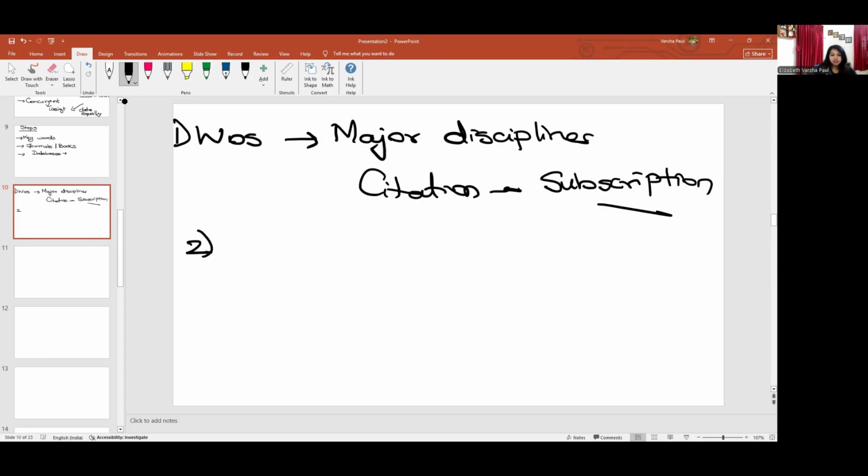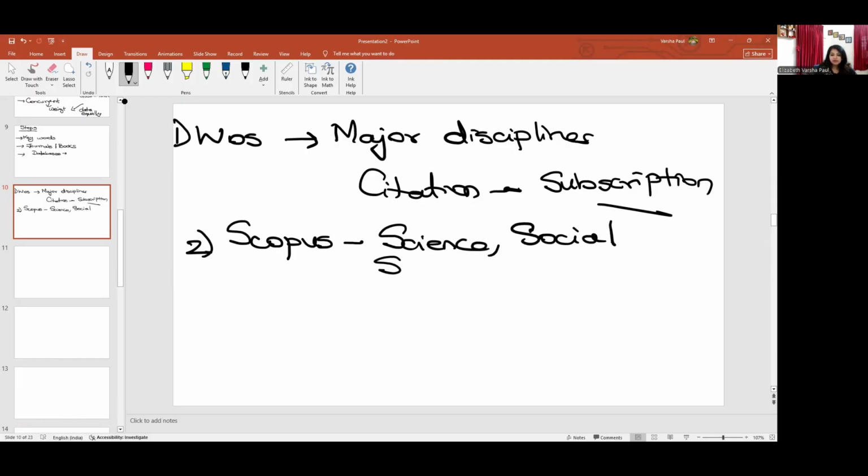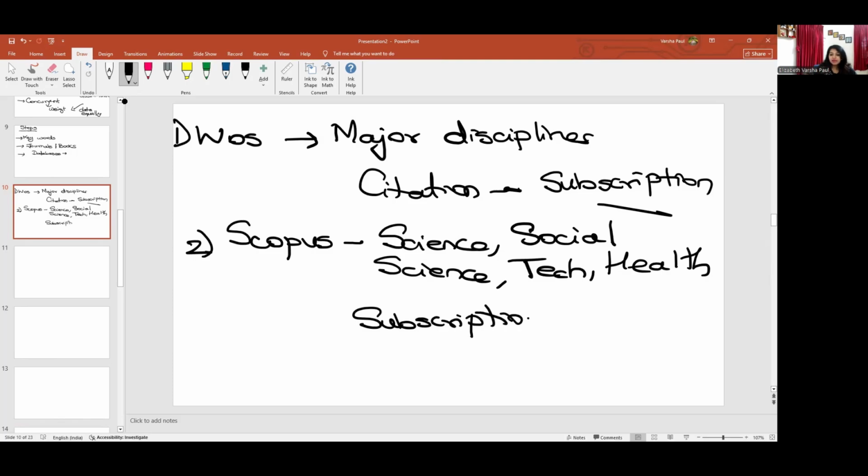The second one is Scopus. Scopus is very famous for science, social sciences, tech, and health, and it gives you a comprehensive citation analysis, which also includes Web of Science. And here again, it is based on a subscription model. Sometimes the universities that you're currently in have access to it, so you can always keep checking on it. Just a general idea, okay?